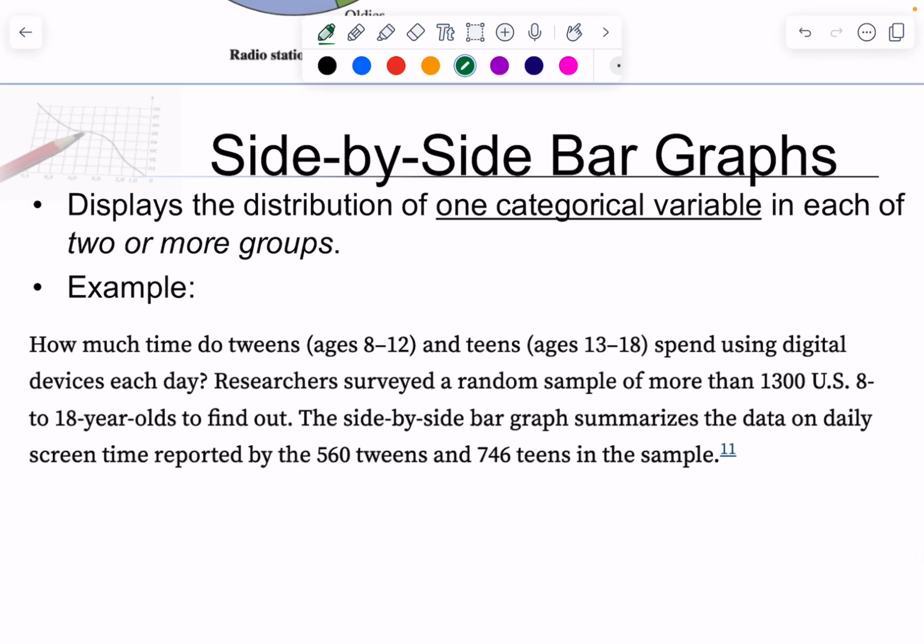We're trying to compare one group to another, or we're trying to compare three groups together, whatever the case may be. So we have multiple groups, we have information that we want to compare. So side-by-side bar graphs are kind of the easiest way to go about that.